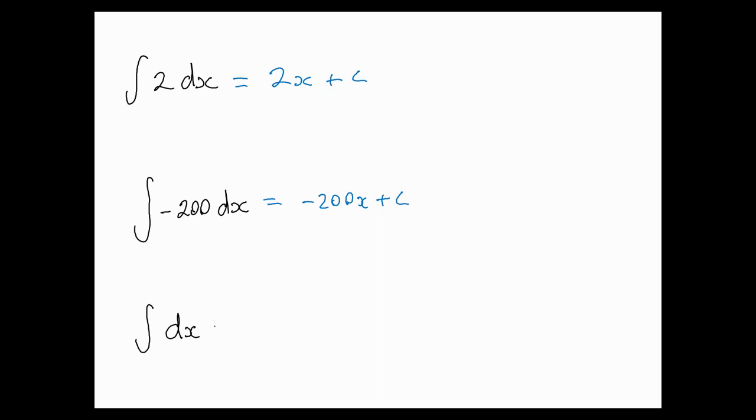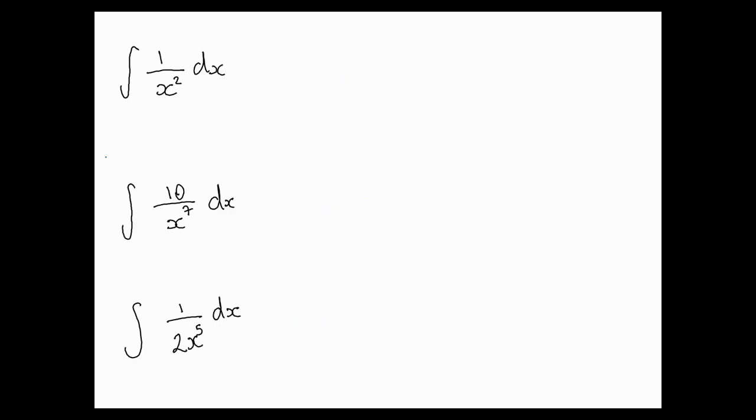Here it looks a bit weird. We have integral of dx, but really, this is like an invisible 1. So integral of 1 dx. Like in algebra, we don't write 1 usually. But in this case, we can write it and it will help us. So that just equals x. And again, plus c. Okay, let's keep it moving.